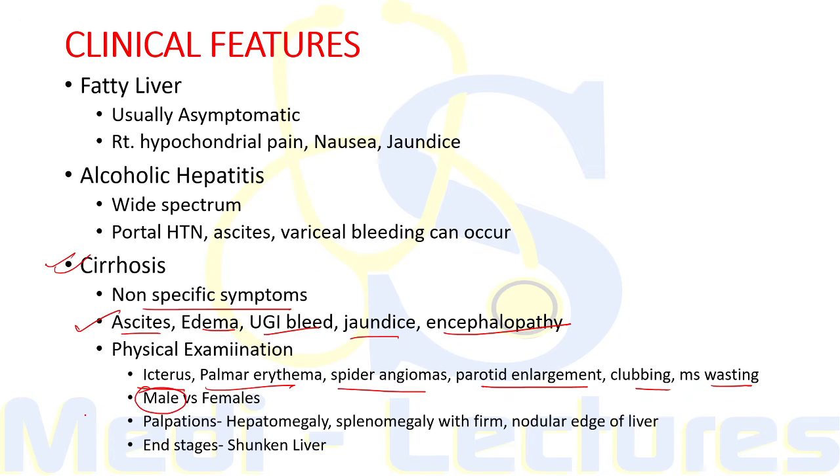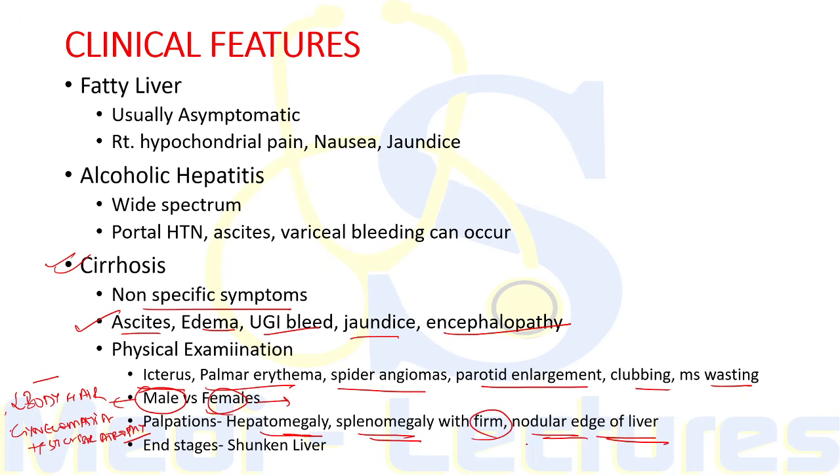Now, in a male patient with alcoholic cirrhosis, there is decrease in the body hair. There is development of gynecomastia and also testicular atrophy. Now, this is due to relative excess of estrogen in such patients. On the other hand, females present with menstrual irregularities and some become even amenorrheic. Now, on palpation, there is hepatomegaly, splenomegaly, and the edge of the liver is firm and nodular. In end stages, there is a shrunken liver, which is floating in the abdomen full of ascites.